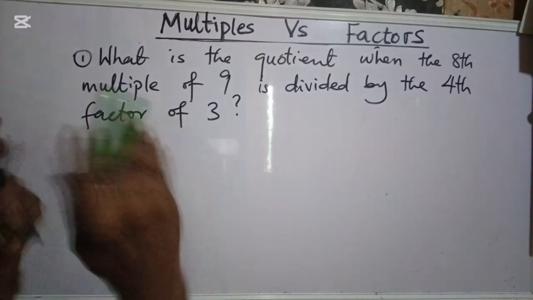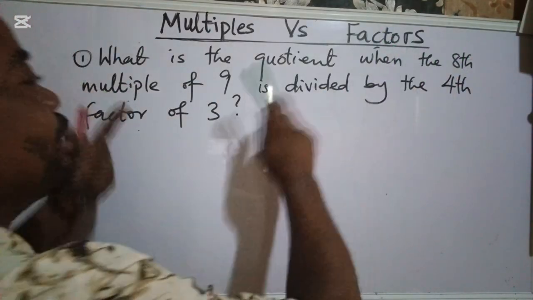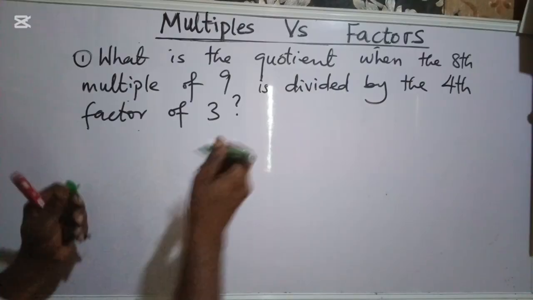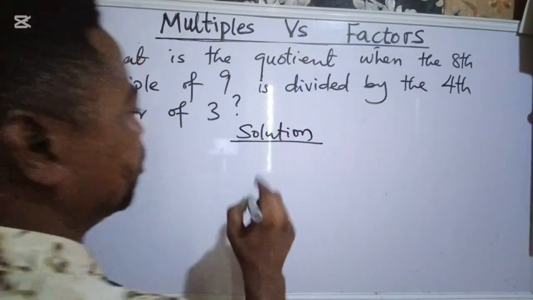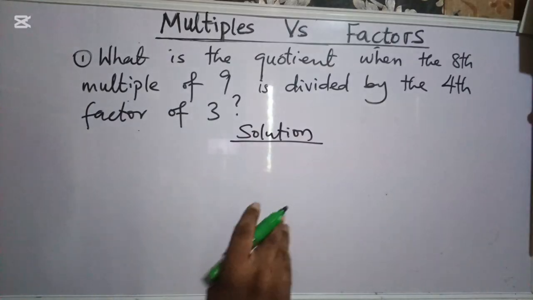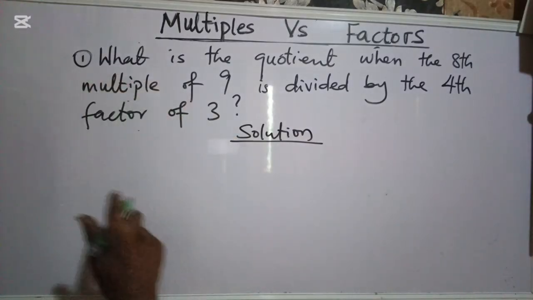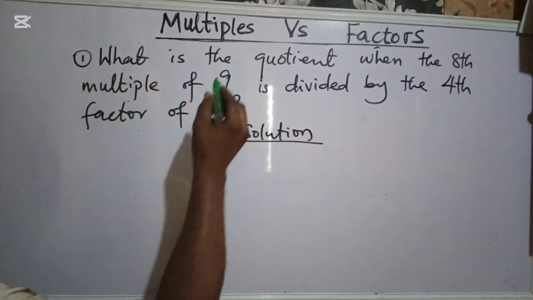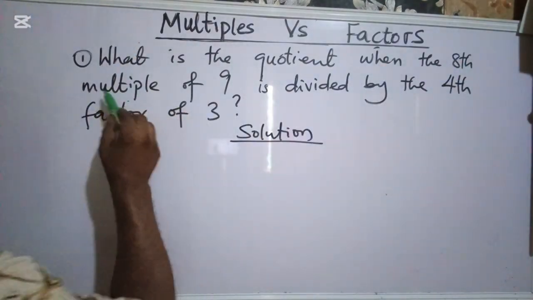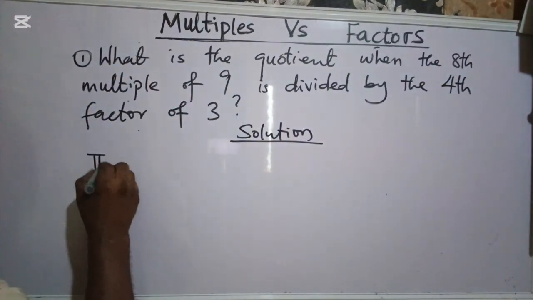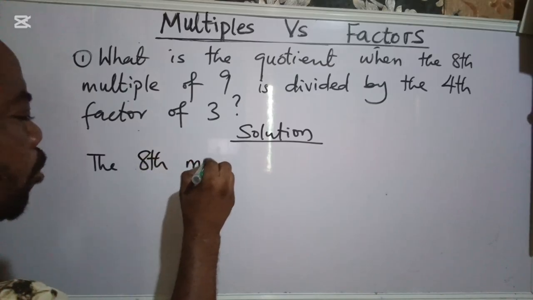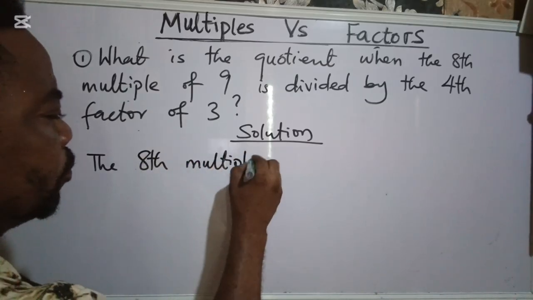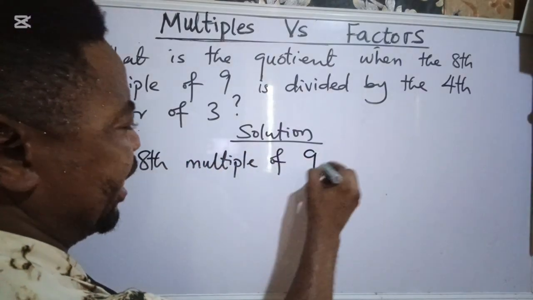They want to know if you know what is the 8th multiple of 9 and what is the 4th factor of 3. So just say your solution. Make sure your work is very neat. Remember, fan of mathematics, fast and focused, accurate and neat. Now, let's play this out. You're going to say the 8th multiple of 9 equals what?